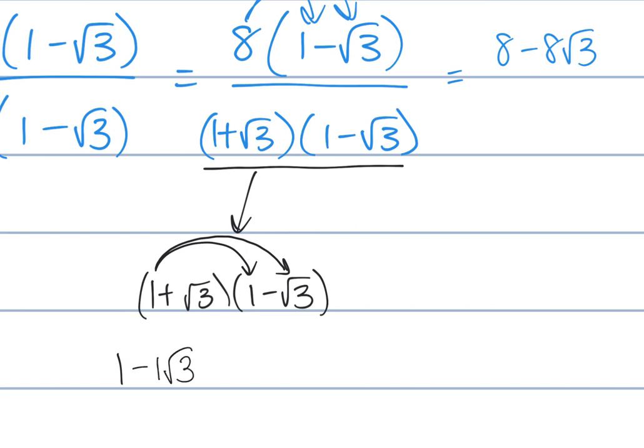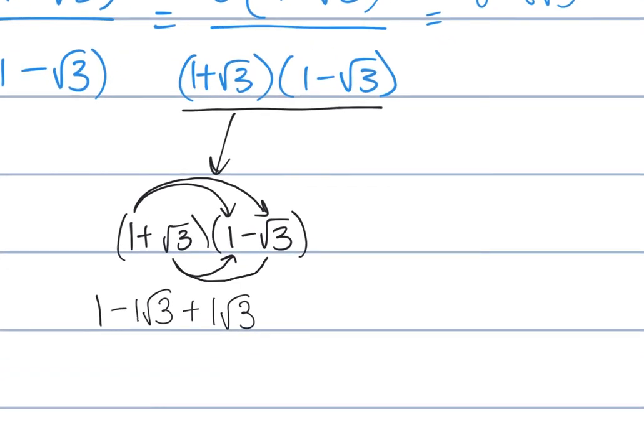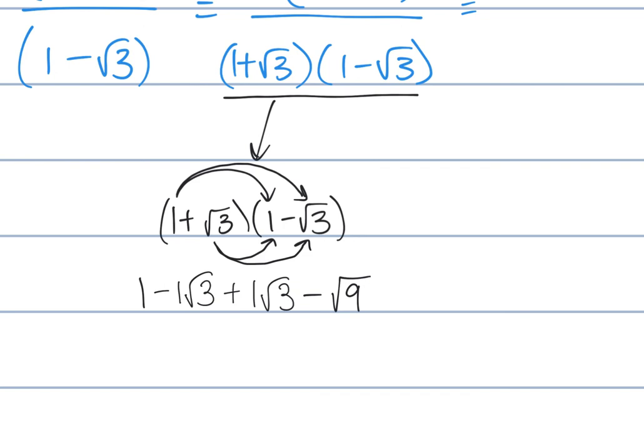And then you do the inners, so negative square root of 3 and 1, and it's the same thing except positive, so plus 1 times the square root of 3. And then the lasts are negative square root of 3 and positive square root of 3, and that's just negative square root of 9. And then from there, the negative square root of 9 is just negative 3.